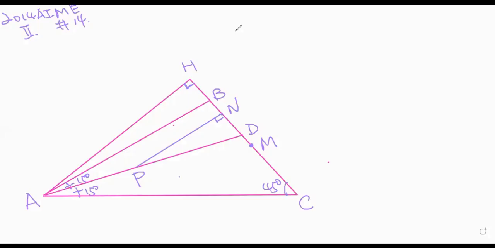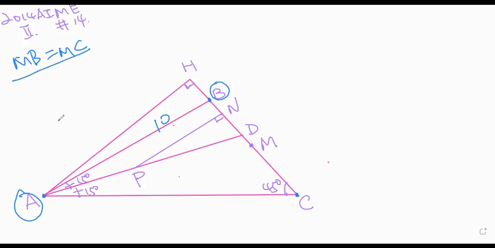Okay, I draw the scratch diagram. Triangle ABC. That's the original triangle ABC. So AB is AB, and this angle is 30 degrees. AD bisects angle A. This angle is 45 degrees, and M is the midpoint. M is the midpoint, it means BM equals MC.